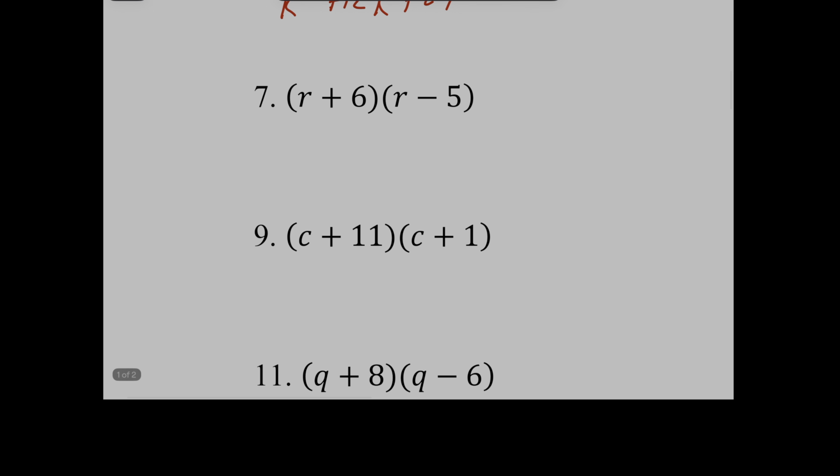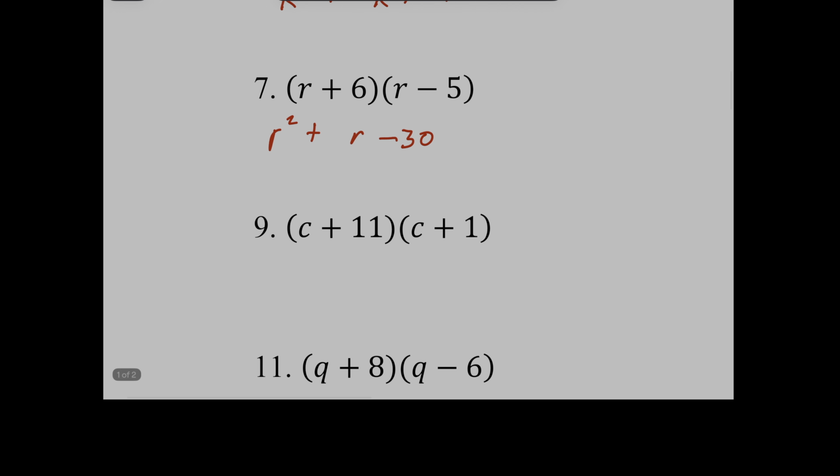Number 7, I'm going to have an r squared and an r. When I add, I get a 1. And it's going to be a positive 1, right? Positive 6, negative 5 is a positive 1. But I don't have to write the 1. And in fact, in your multiple choice, if you have one of those in a test, you're not going to see the 1. So let's get used to not seeing the 1 when it really is a 1. And I multiply, and it's going to be a negative 30, okay?